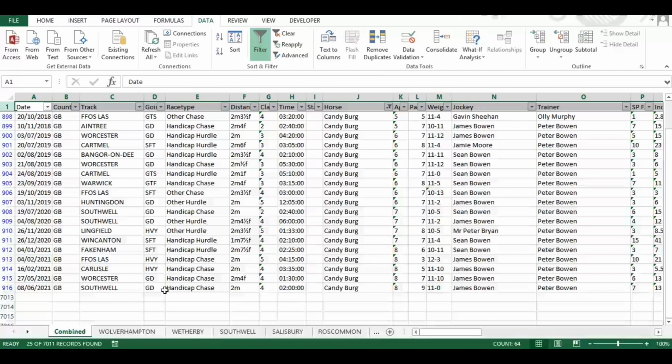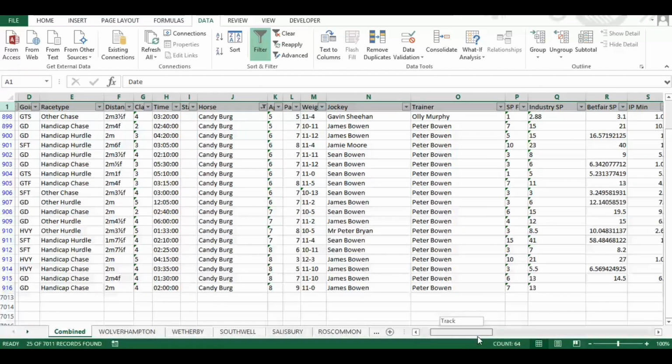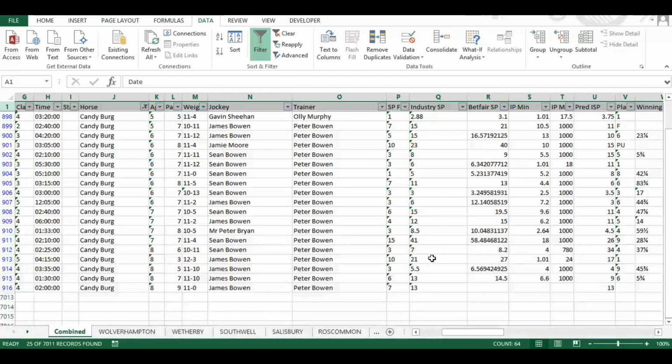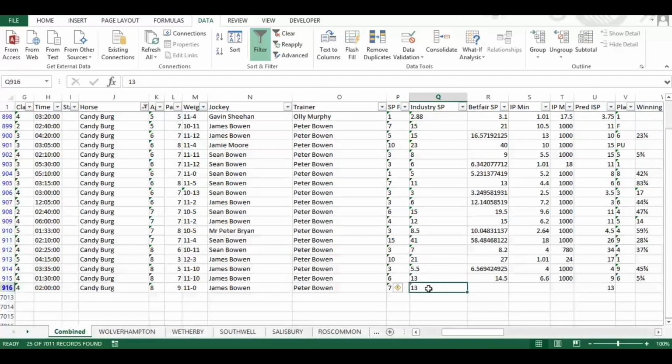So you can see here it's running at Southwell. Its last 3 races were all handicap chases, 2 of the 3 over 2 miles, which it's running today. Same jockey on board each time. You can see the industry SP, so it's 20 to 1, and then its predicted SP today is 12 to 1, so decimal odds of 13.